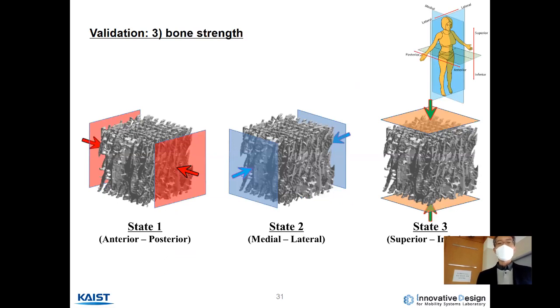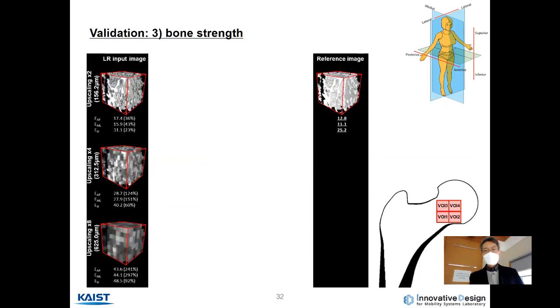And the third validation is bone strength. Actually, bone strength is the most important measure in this field. So we measure 3 directional bone strengths: anterior-posterior, medial-lateral, and superior-inferior. This means backward fall, side fall, and normal standing during daily life activities. Here, again, this is the reference image, and for this one, we can measure bone strengths. In this case, we measure the stiffnesses.